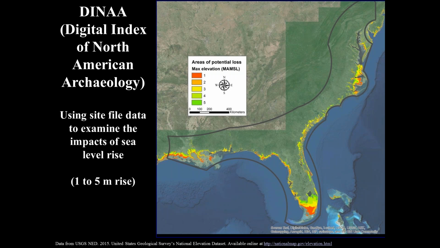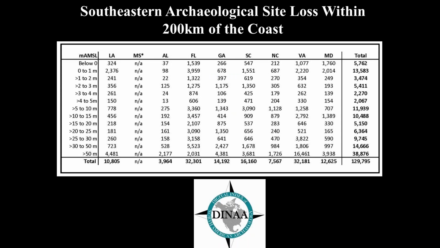A 10-meter horizontal resolution digital elevation model from publicly available USGS Geological Survey datasets was spatially joined with the archaeological data to determine site elevations, and hence how many sites would be affected by sea level rises at 1-meter intervals. It is clear that small increases in sea level will have great consequences in the coastal archaeological record.